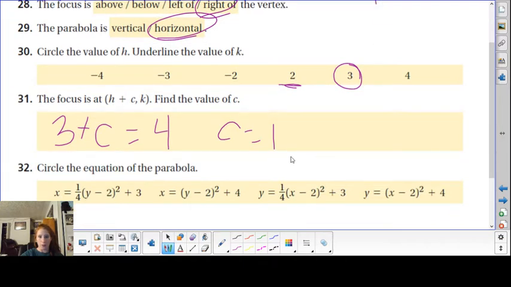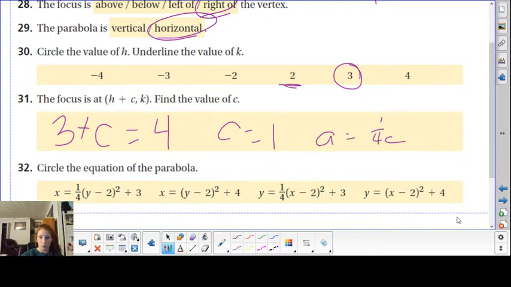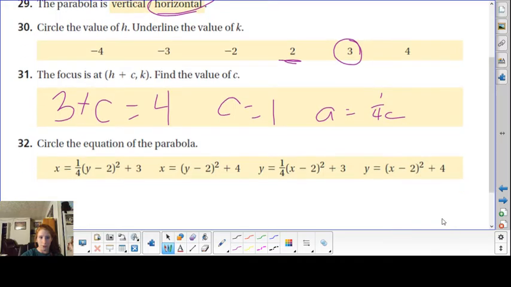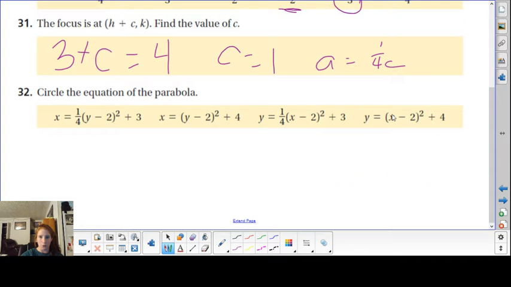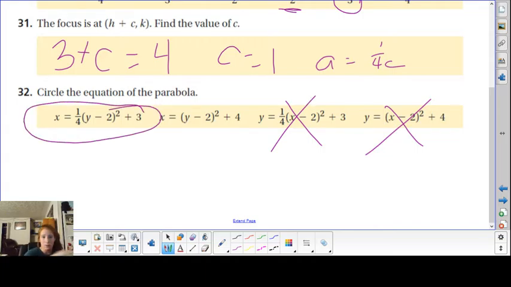So if c is 1, and I know my a is equal to 1 over 4c, which is my equation. Well, if we're going left and right, it doesn't make sense to be y equals. We're not going up and down. Now remember, my c is 1. I want 1 over 4c. So this is my equation.